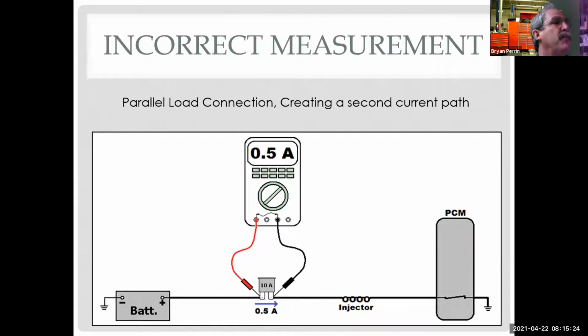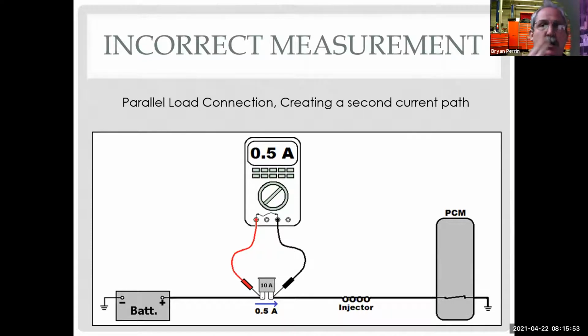Here is an example of an incorrect measurement that people do. Here, I'm measuring amperage by connecting the meter in parallel. So what I've done is I've now created two paths of current flow. I've created a parallel circuit. I have one circuit that goes through the fuse. I have another circuit that goes through the meter. So now I have parallel circuits. So my meter is not going to give me an accurate reading of what the current flow is.